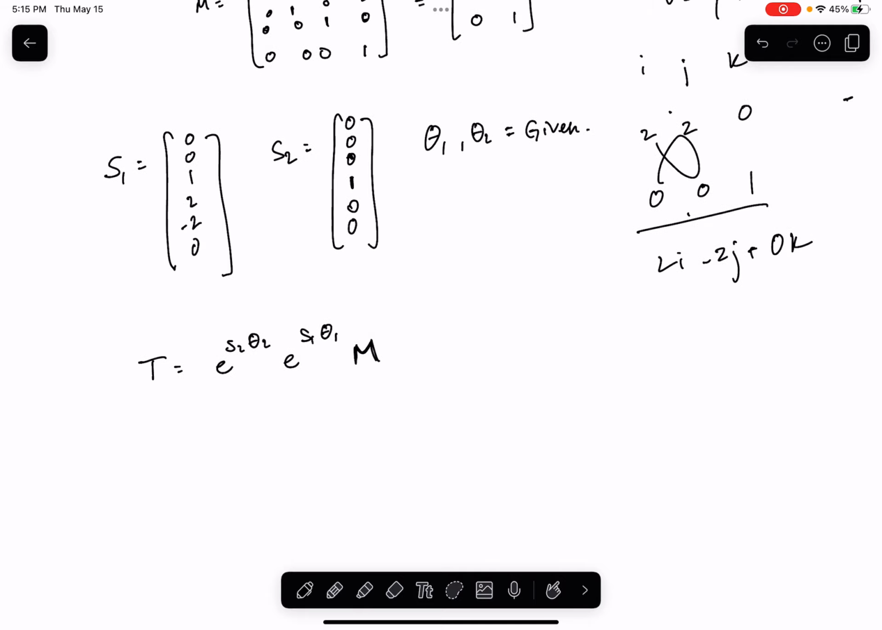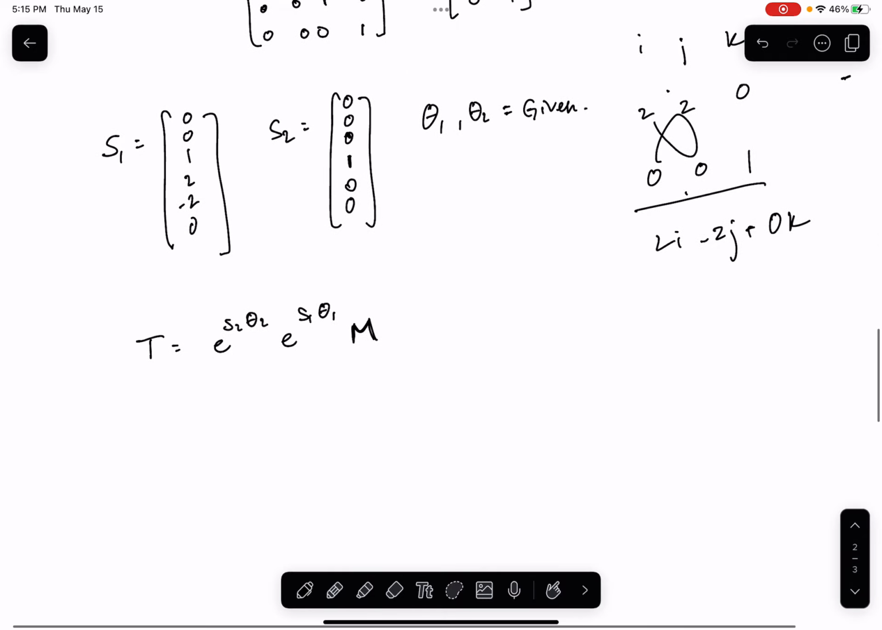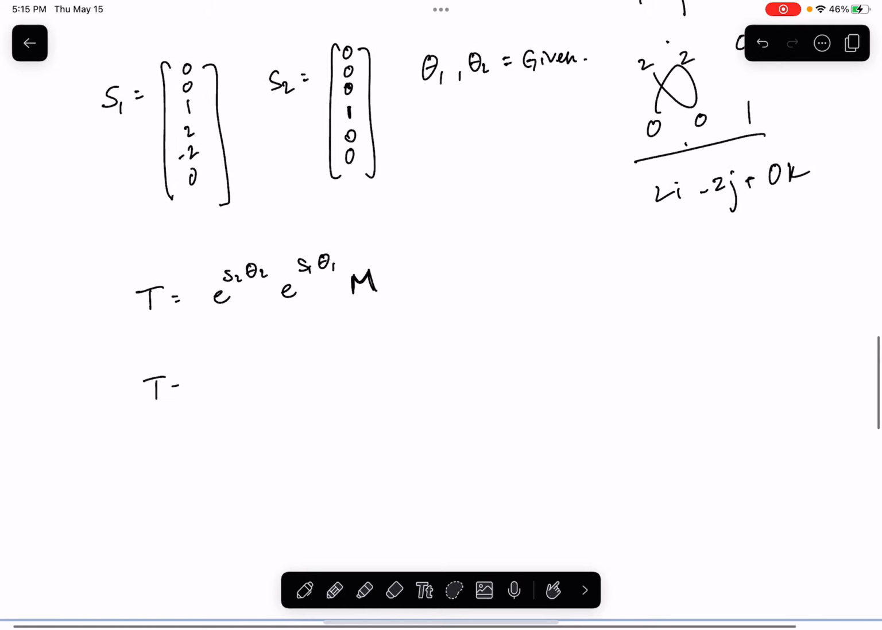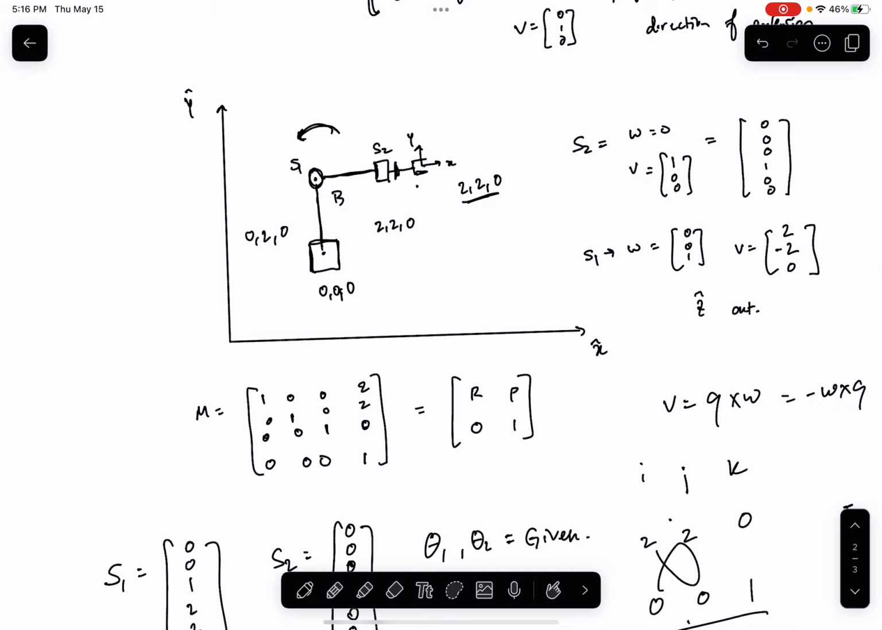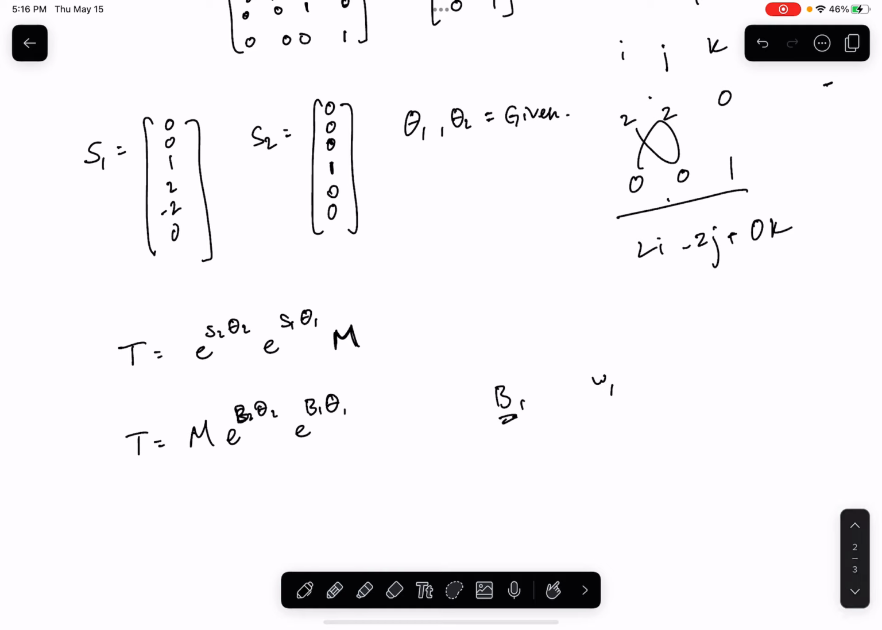Now, an alternative way to do this is using the body frame, which is the end effector's frame. In that situation, our T would be represented as M e to the B2 theta 2 e to the B1 theta 1, where the B's would still be in the same orientation. So this would be B1, this would be B2, except we would calculate our omega and v in terms of the body's reference frame, or the end effector's reference frame.